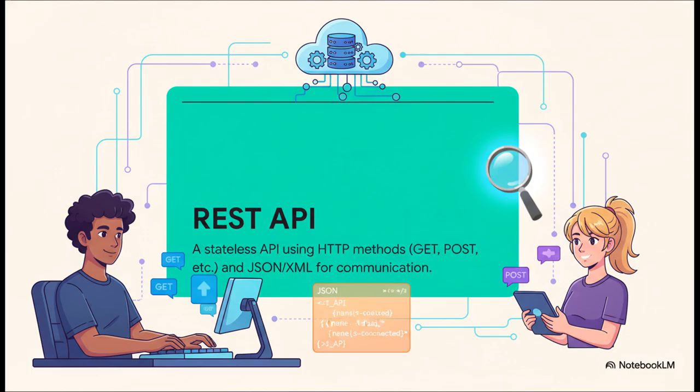So how do all these modern services talk to one another? Well, most of the time, they use a REST API. It's really just an architectural style, a set of rules for building web services that are simple and scalable. By using standard HTTP verbs like GET to retrieve data and POST to create it, and communicating in a universal format like JSON, you can create an API that any client, from a web browser to a mobile app, can easily understand.